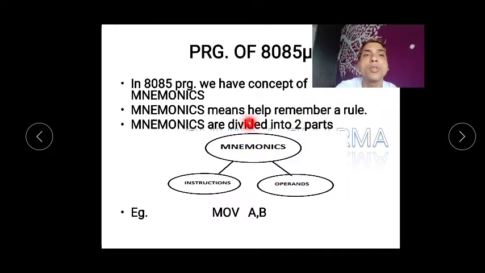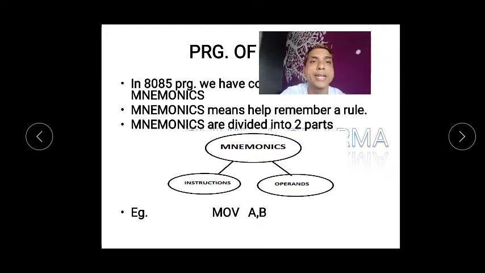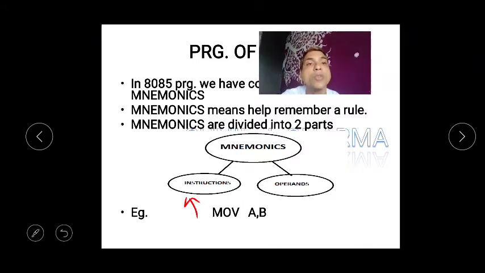Now in your programming of 8085, mnemonics will be divided into two parts, that is instructions and operands. So mnemonics will always be divided into two parts. Now what do you mean by instructions? Instructions means commands. And operand means on which the commands are going to work or execute. For example, here MOV is an instruction, and what do you mean by operand? A and B are operands.